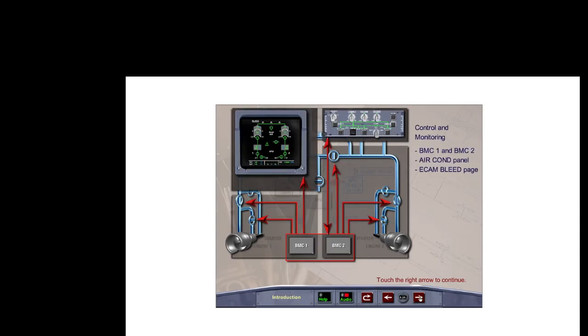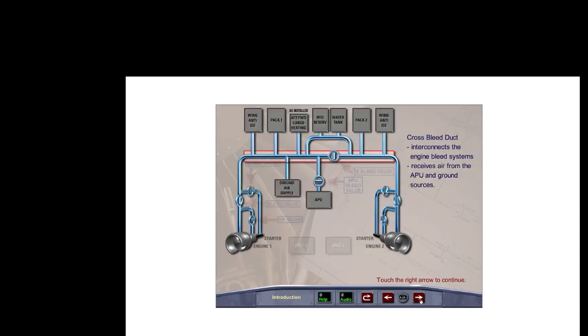Two bleed monitoring computers, BMC1 and BMC2, the overhead air condition panel, and the ECAM bleed page control and monitor the pneumatic system. A cross-bleed duct interconnects the engine bleed systems and receives air from the APU and a ground source.